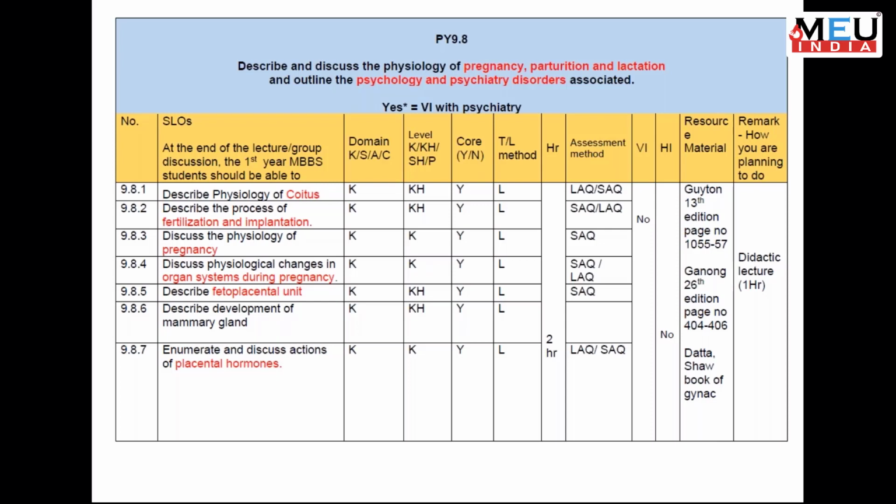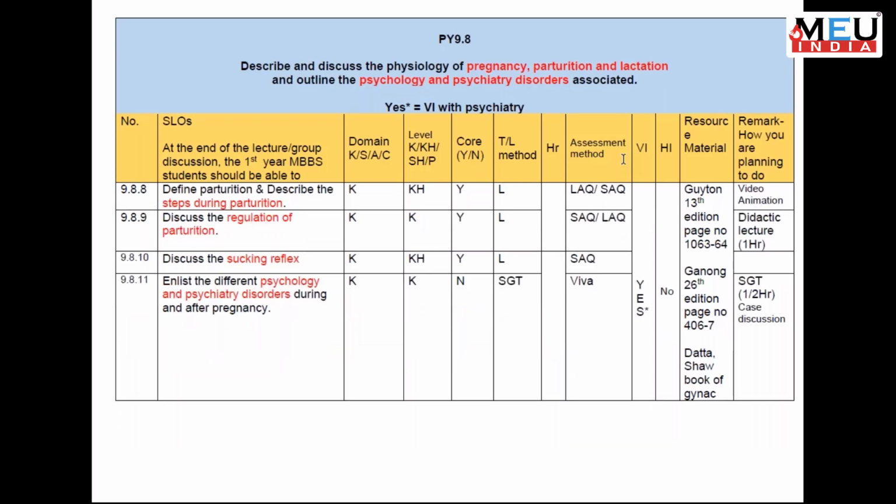Then discuss the physiology of pregnancy. Discuss physiological changes in organ systems during pregnancy. Describe the fetoplacental unit. Describe development of the mammary gland and enumerate and discuss the action of placental hormones.